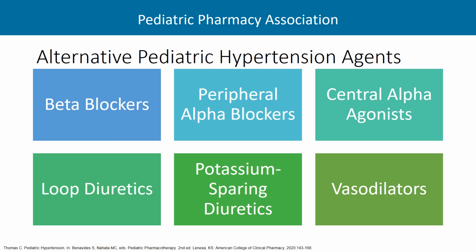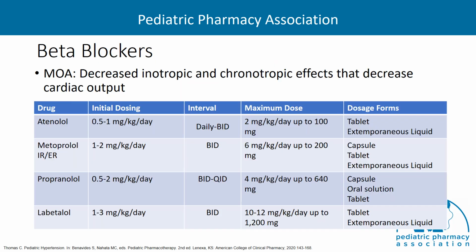Alternative pediatric hypertension agents include beta blockers, peripheral alpha blockers, central alpha antagonists, other classes of diuretics, including loop and potassium sparing, and finally vasodilators. Next up, we have beta blockers.